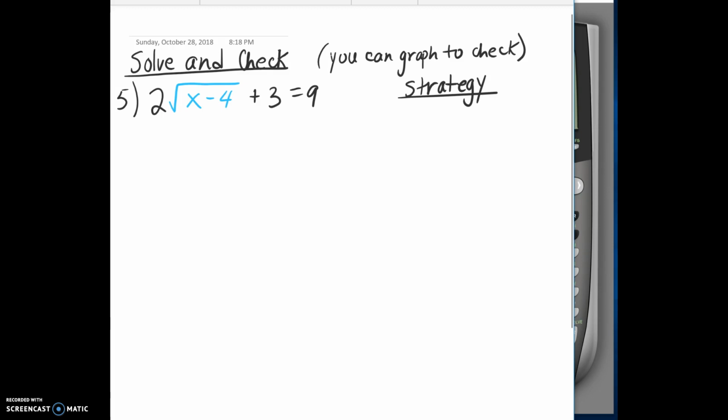Notice the radical is highlighted in blue. We're going to replace the radical with r. You could pick any letter, I just figured r was appropriate. So I'll make this 2r plus 3 equals 9. And then we're going to solve for r.